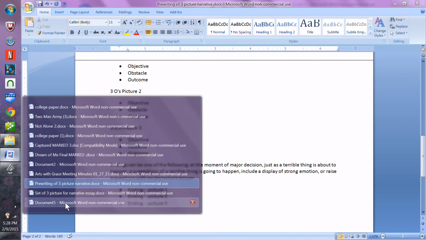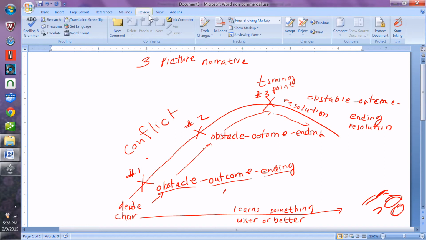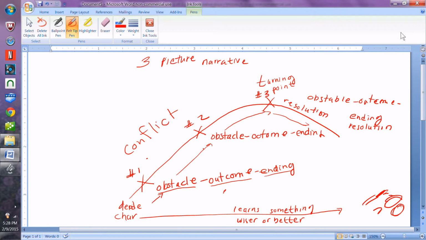And let me show you. This is what a story would look like if you were going to do a diagram of it. Let me see if I can get my pen to work. I cannot, but here is your picture 1 right here. Picture 1. That is where you're going to have your first conflict.